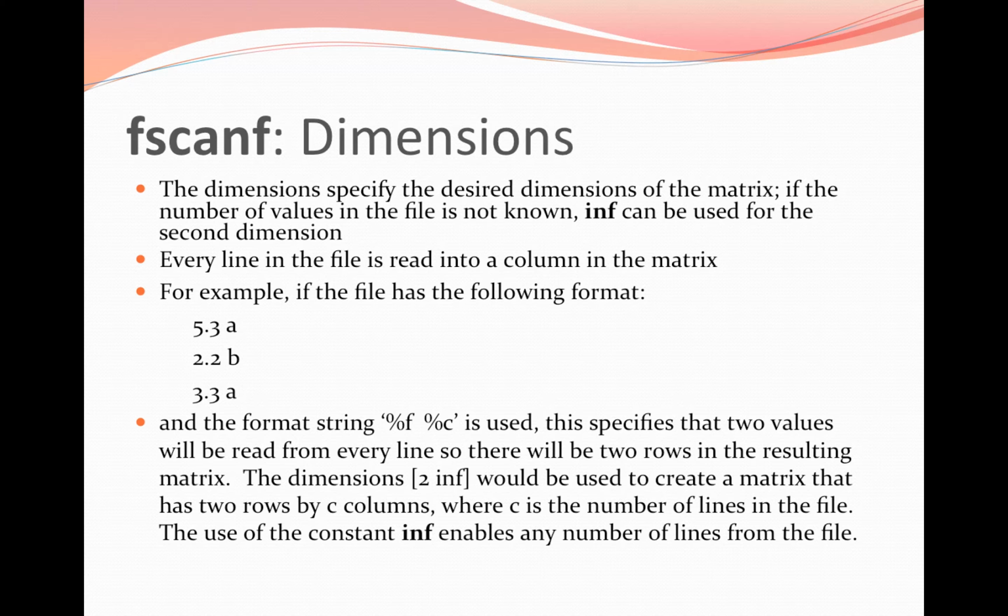But we would not assume that we know how many lines there are in the file, so we could use the dimensions 2 space INF. That will create a matrix that has 2 rows by C columns, where C is the actual number of lines in the file. Again, the use of the constant INF enables any number of lines from the file. So we're not saying that we have an infinite number of columns, but it will expand to however many columns it needs, again based on the number of lines in the file.